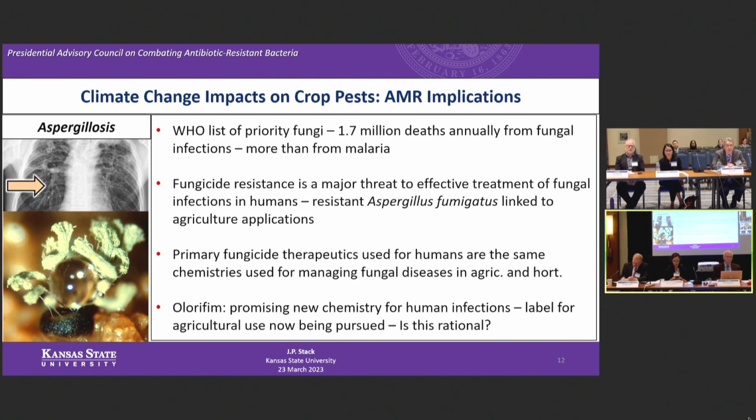Primary fungicide therapeutics used for humans are the same chemistries used for managing fungal diseases in agriculture and horticulture. Those fungicide-resistant Aspergillus fumigatus strains actually arrived from an agricultural environment. Now, a recent publication was mentioning this new chemistry, olorifim, a promising new chemistry for human infections, but now a label is being pursued for agricultural use. Is this rational? Next slide, please.